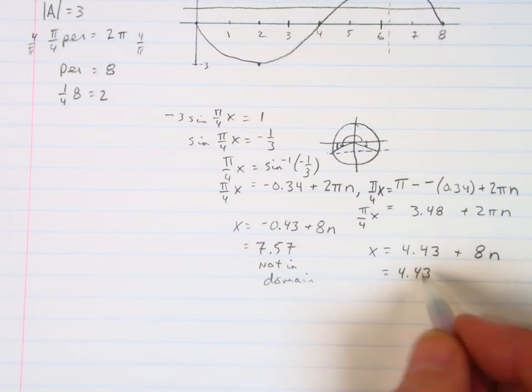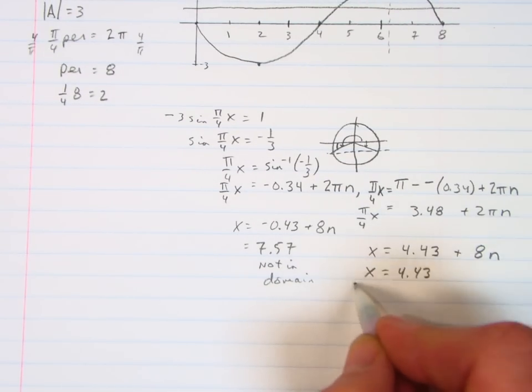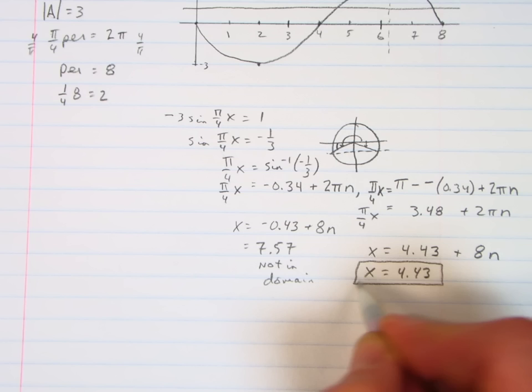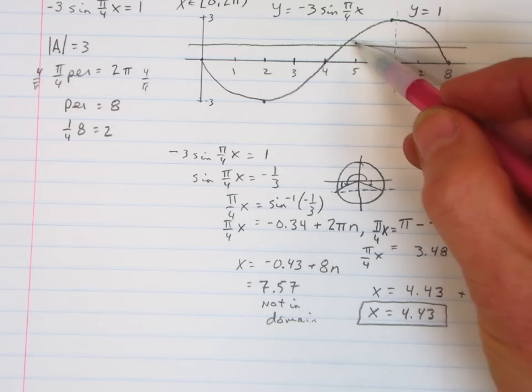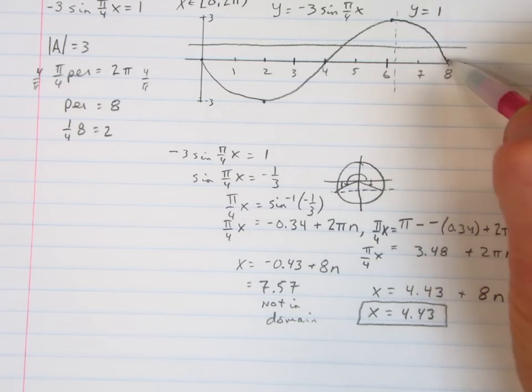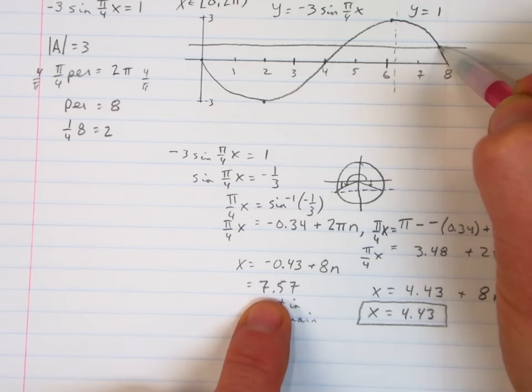So according to our algebraic solution, we have one answer of 4.43. Now we look at our graph again. Does that agree with our graph? Yes, we only had one, because when we came over here, this other one is our 7.57.